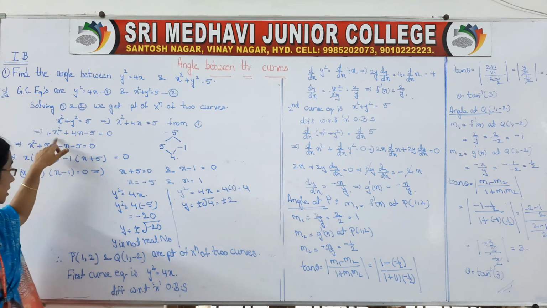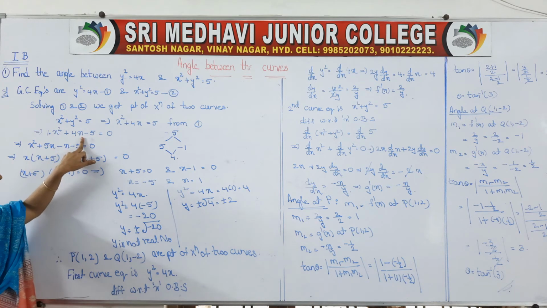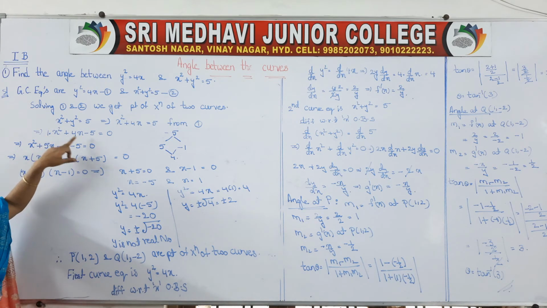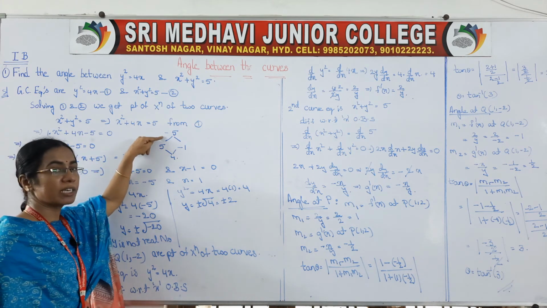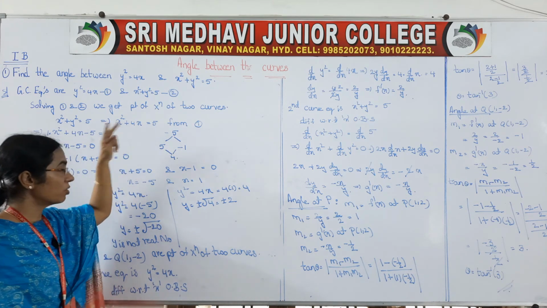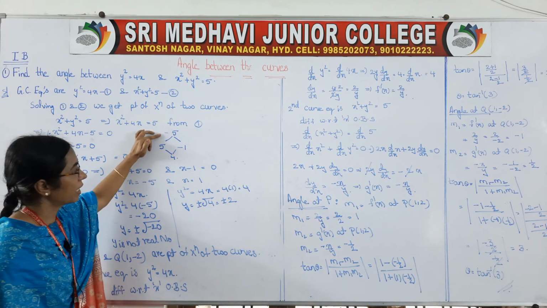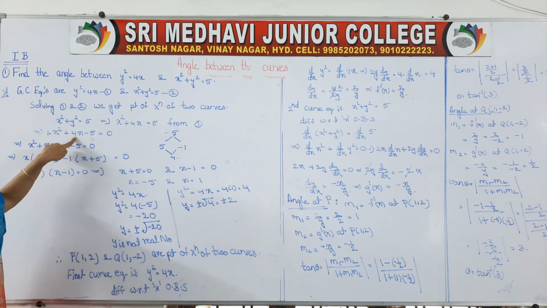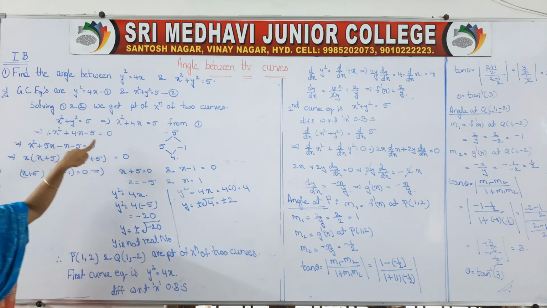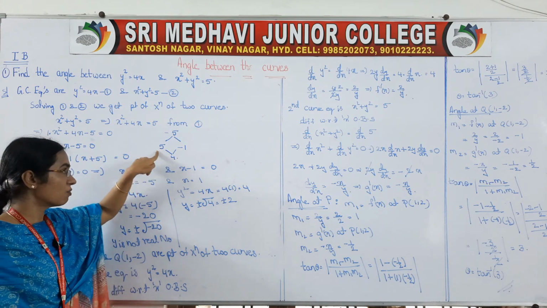After solving the two equations, we got one quadratic equation. We have to get the factors for this. 1 into minus 5 is minus 5. So you take two factors for that. How do we take the factors? Their product should be minus 5 and their sum should be 4. Like that we select the factors. So you can select 5 and minus 1 as the factors.